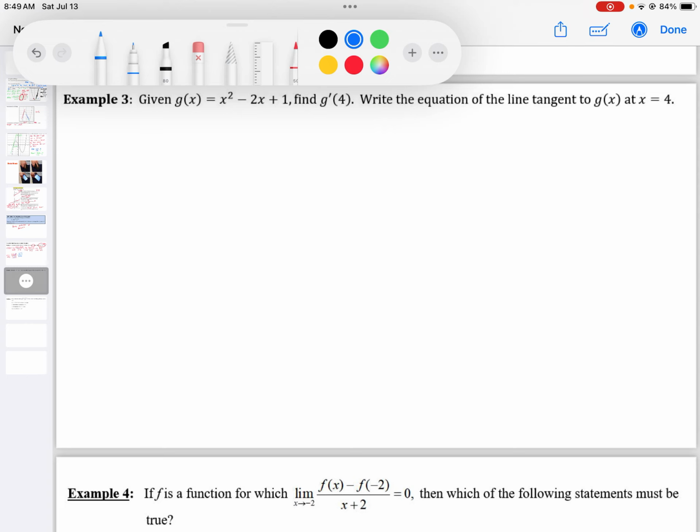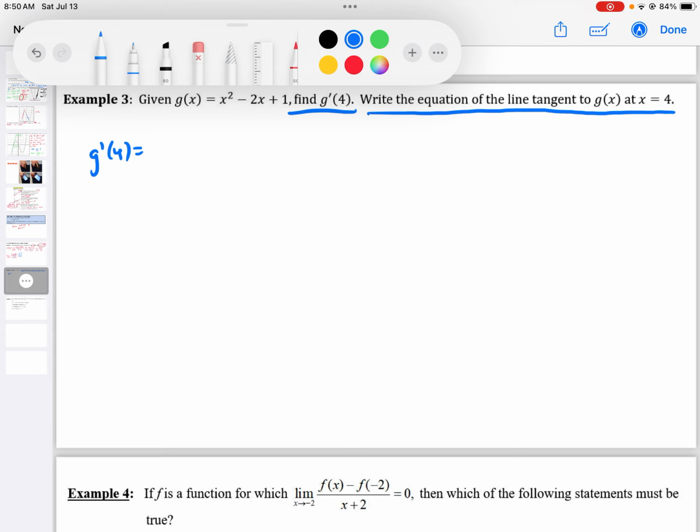If you don't get it right away, we will do this probably 100 more times, and you'll think, how did I ever struggle with this? But that's part of learning. The first time you see stuff, it's kind of weird, then it gets better. Find g prime of 4, then write the equation. So it's two parts. This is good FRQ practice because they often ask more than one question at a time, and you need to make sure you're answering both questions.